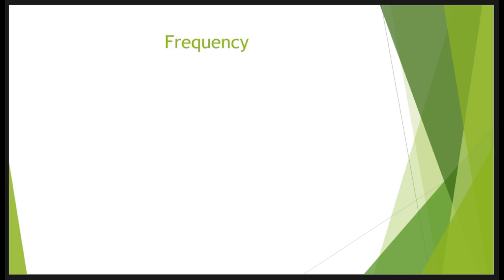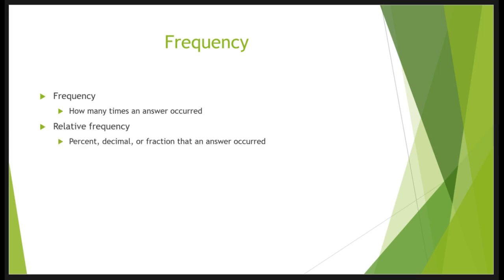The last part that we're going to do for this chapter deals with once we collect our data, how do we organize it? So let's look at a few terms first. We have a frequency, which we need to define, and that's how many times an answer occurred. Our relative frequency is the percent or decimal or fraction that an answer occurred. And if this does not round, then we typically round it to 4 decimal places.